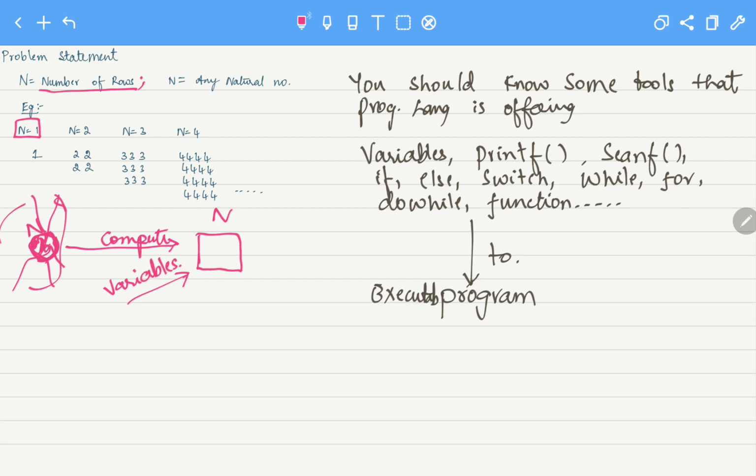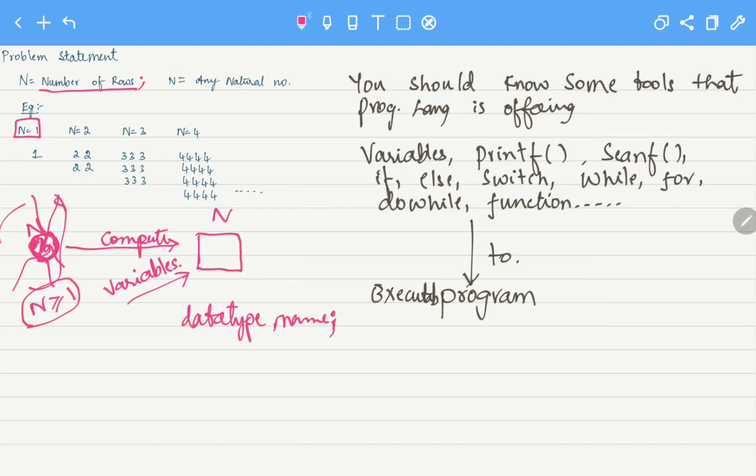And how to declare the variable, I hope you know that by using some syntax like what is the data type of this variable, followed by some name, any name of your choice, and followed by semicolon, right? So here n being number of rows and any natural number, into your mind your previous knowledge says that any natural number starts with n greater than or equal to 1, right?